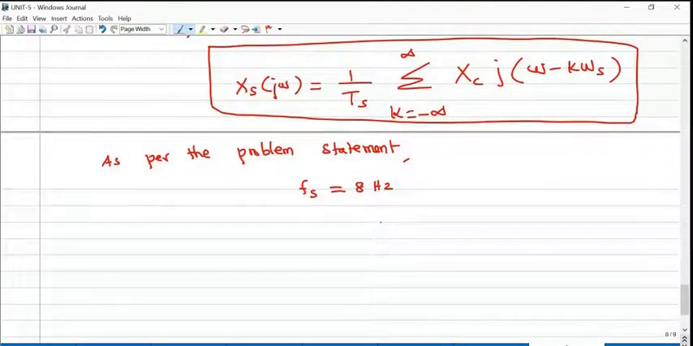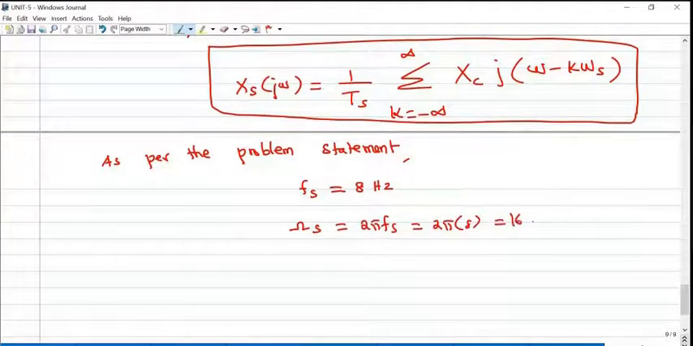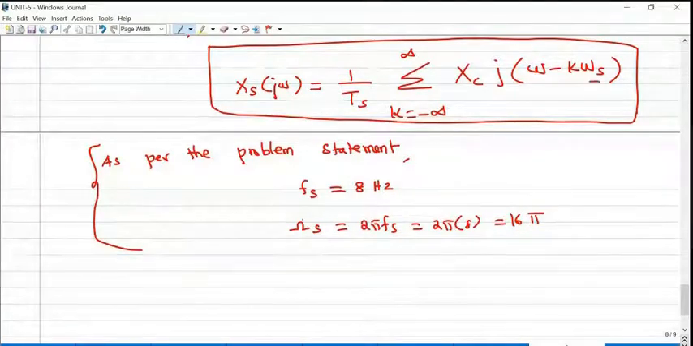So Fs equal to 8 hertz, meaning omega s equal to 2 pi Fs, so 2 pi times 8 equal to 16 pi. This is as per the statement. Omega s equal to 16 pi, because in the formula we have omega s, so I will use the same symbol. To draw the magnitude spectrum, we need the omega s value. So according to the given problem statement, omega s we found.